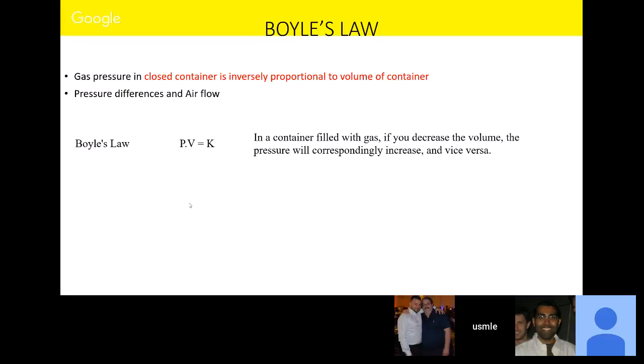You need to understand that the volume is going to be inversely proportional to the pressure in the container itself, and it is going to measure the differentiation between the airflow and pressure. So this is why the formula will be pressure times volume, that will represent Boyle's law itself.